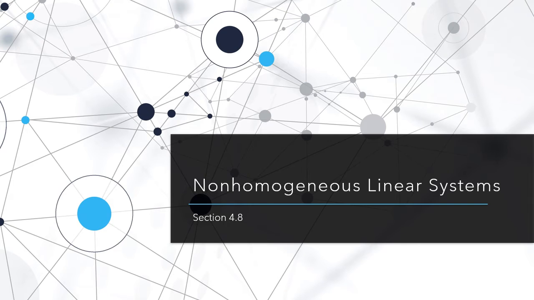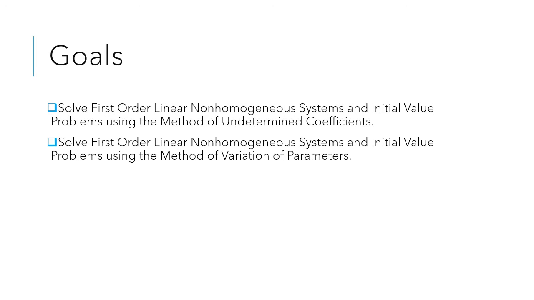Hello, differential equations students. Welcome to part 2 of our lesson on non-homogeneous linear systems. In our last video, we used the method of undetermined coefficients to solve our system of equations. In this part of the lesson, we're going to take a look at the method of variation of parameters.